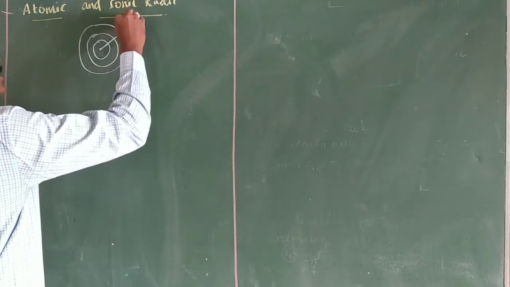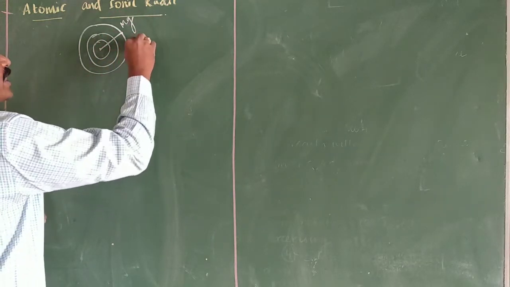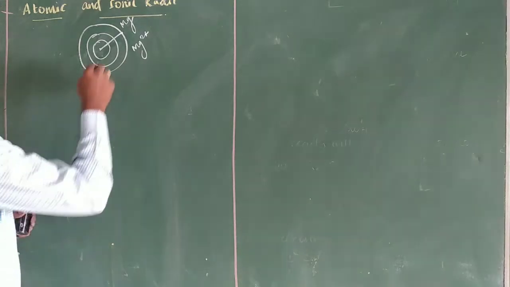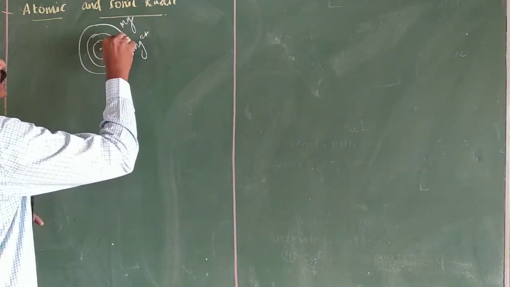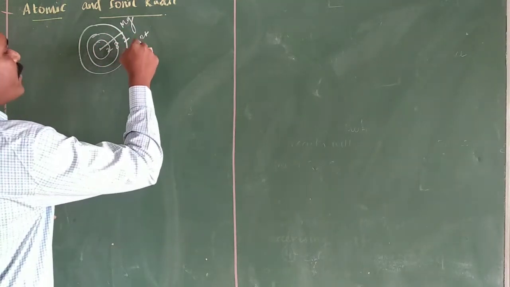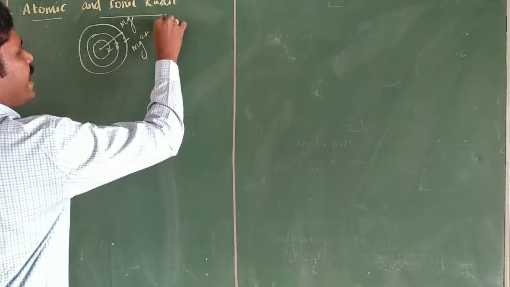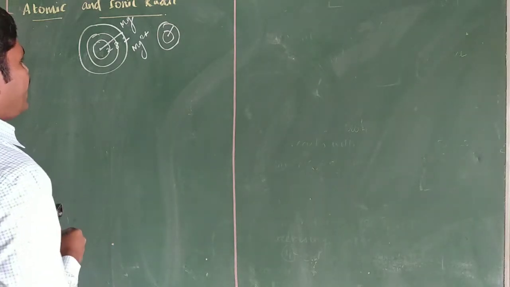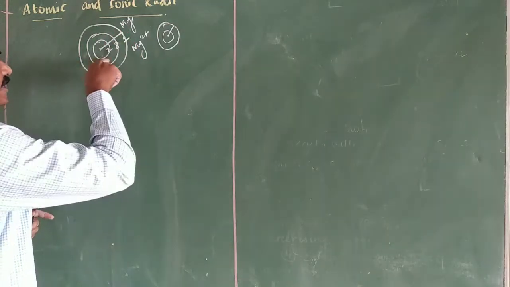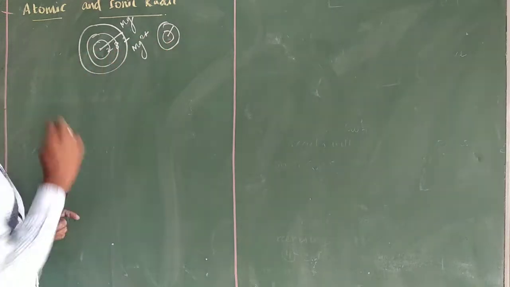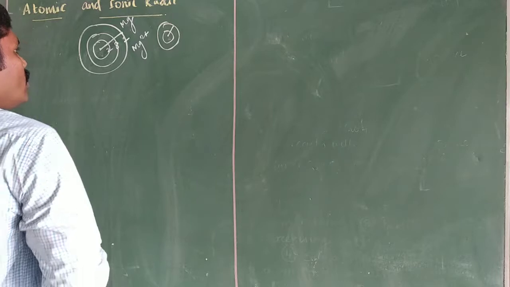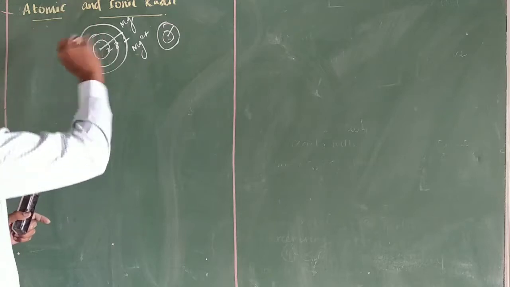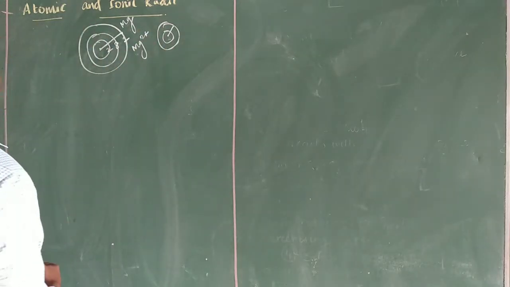So magnesium has an atomic radius, and magnesium 2 plus has an ionic radius. Magnesium is 2, 8, 2, and magnesium 2 plus is 2, 8. The atomic radius of magnesium is greater than the ionic radius of magnesium. So the cationic radius is less than the neutral atom.